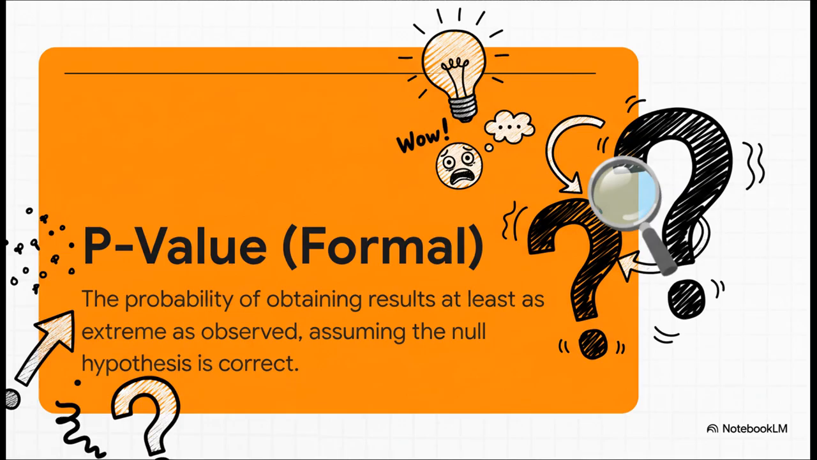So when you get a small p-value, what you're really saying is, wow, if nothing were actually going on, it would be super unlikely to see data like this. So maybe something is going on after all.